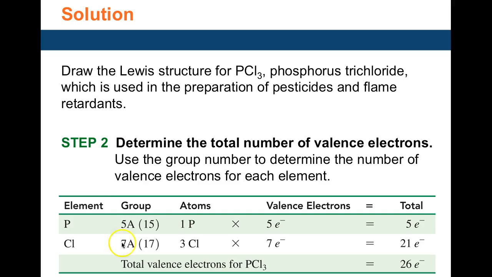Then what you do is determine how many electrons are available for bonding. 1 phosphorus, 5 electrons, and 3 chlorines, 3 times 7, so 21 electrons. The number of valence electrons is the group number. Phosphorus is in group 5, so 5 electrons. Chlorine is in group 7, so 7 electrons. So a total of 26 electrons to be distributed between the 4 of them.